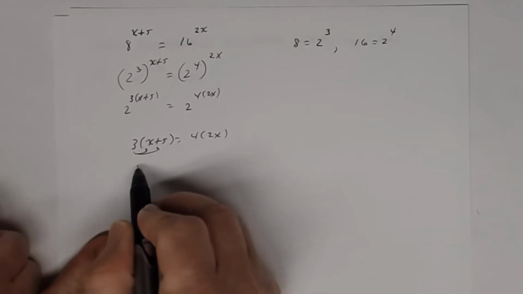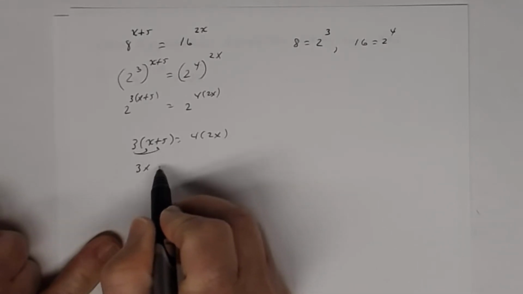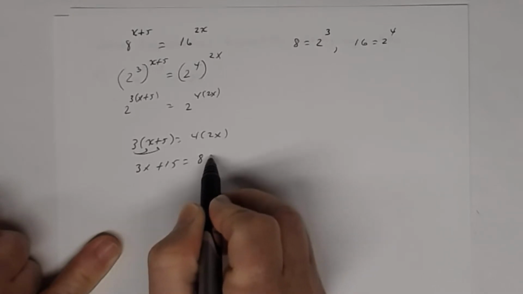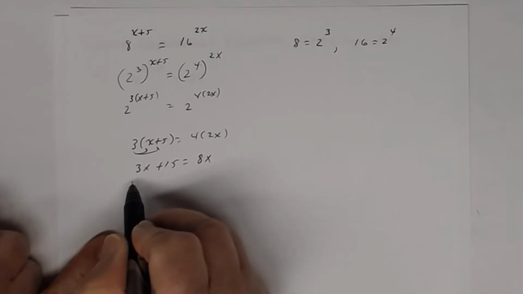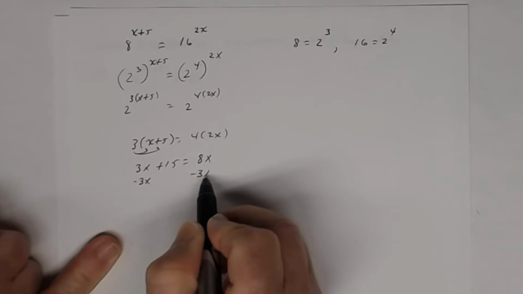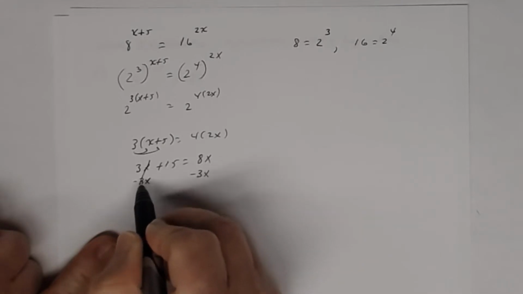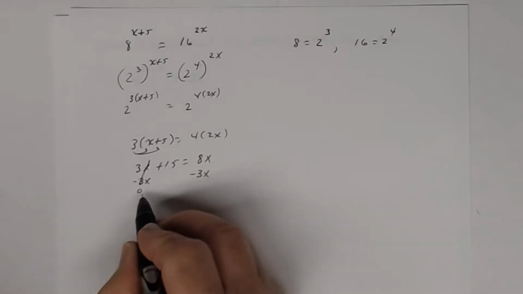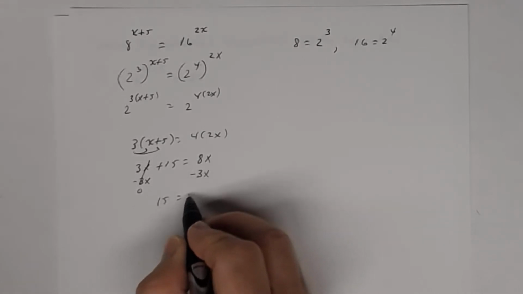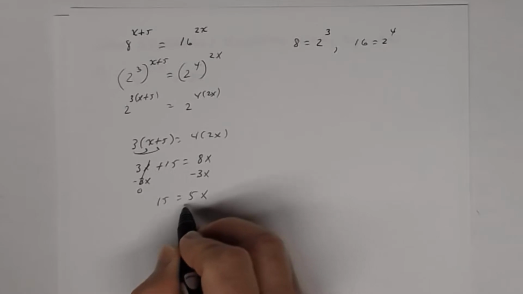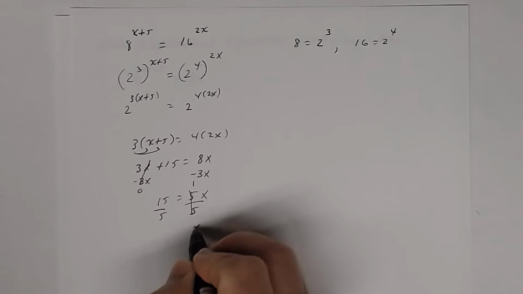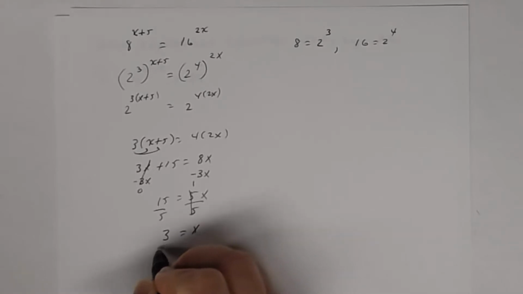So I get 3 times x is 3x, and then 3 times 5 is 15, equal, and then 4 times 2x is 8x. And so solving this linear equation, I'm going to just go ahead and subtract 3x from both sides. And when I do that and combine like terms, 3x and a negative 3x is 0. So I get 15 equal, and then 8x minus 3x is 5x, and then dividing both sides by 5 and reducing, I get x to equal 3. And so that's your solution.